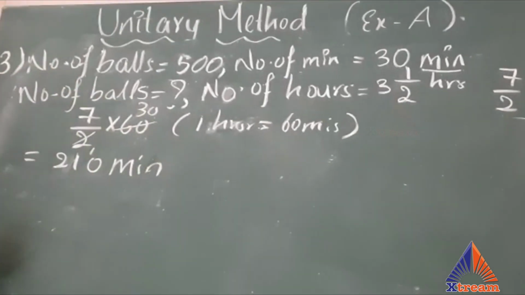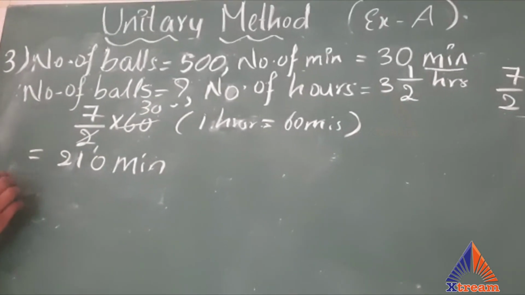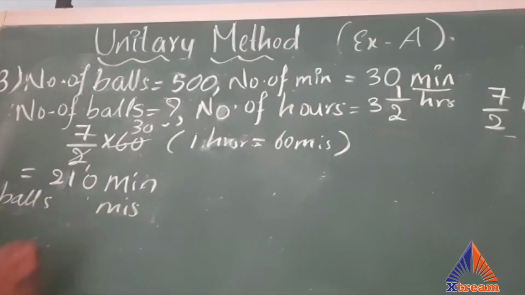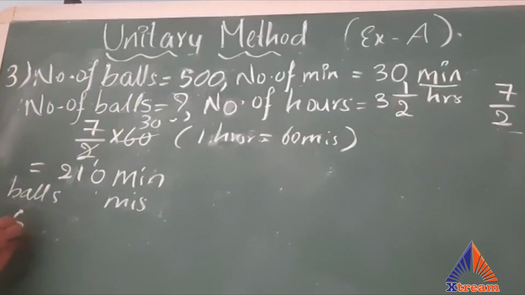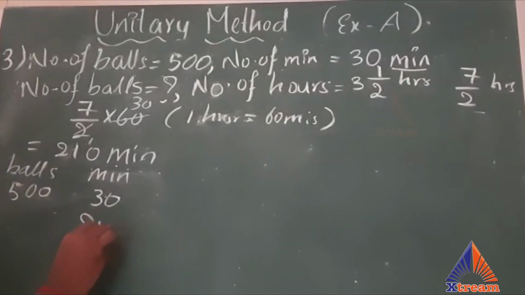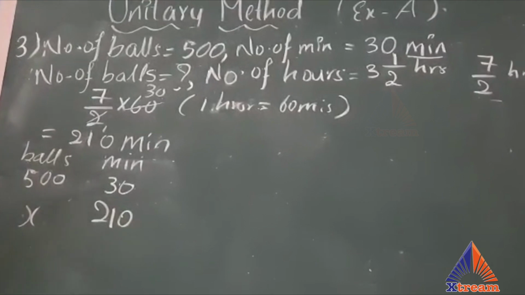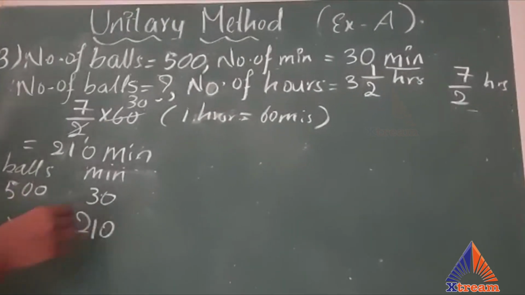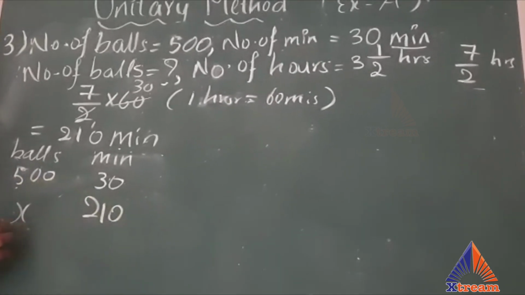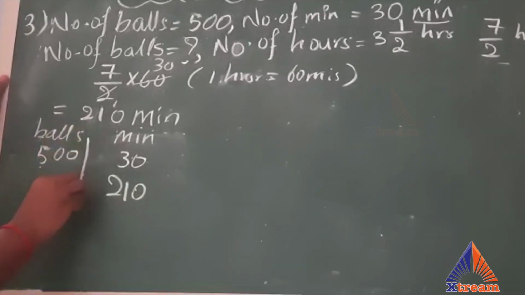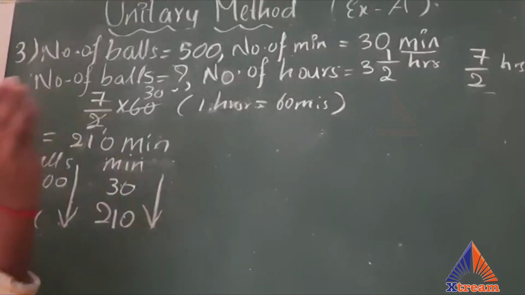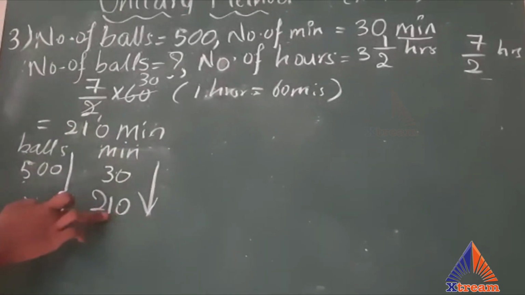Now let's solve this in the arrow method. So here the first quantity will be balls and the second quantity will be minutes. Right. So here first is 500. So 500 balls can be prepared in 30 minutes. So in 210 minutes, how many balls can be prepared? Now point the arrows. So here in 30 minutes if 500 balls can be prepared, in 210 minutes the number of balls prepared will be more than 500, right? So point the arrow downwards here towards x, and here obviously 210 is the greater value, so point the arrow downwards. So now form the fraction.